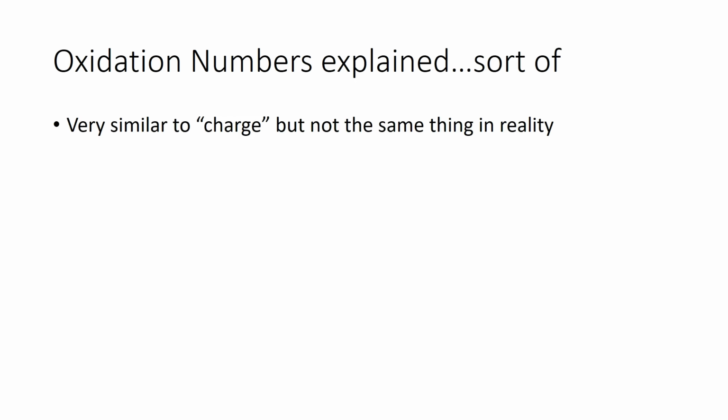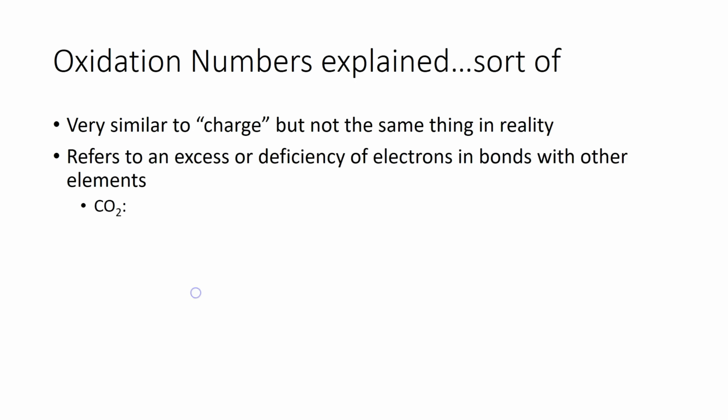So let's talk about what we mean when we say oxidation numbers. Back in our bonding unit, we talked a little bit about ionic versus covalent bonding. We talked about charges involved with ionic compounds and so on. Our oxidation numbers are similar to charges, but they're not really the same thing, because we assign oxidation numbers, for example, to our covalent compounds as well. Those are not actual charges. But they're similar. In reality, what it refers to is an excess or deficiency of electrons in bonds with other elements. So, for example, carbon dioxide, which is not an ionic compound, right?